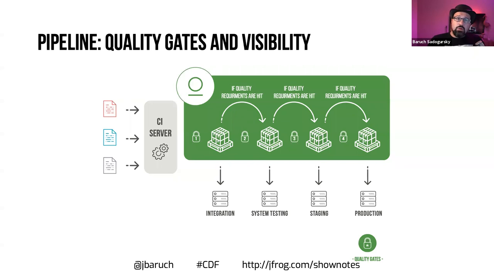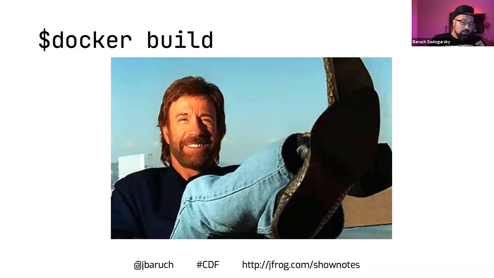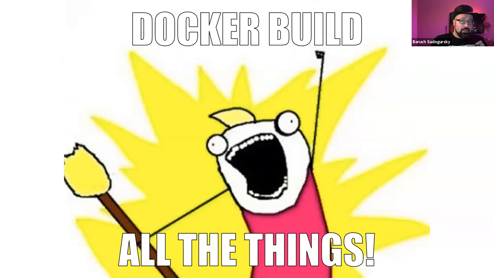And here is what I mean by that. Why is it easy to do the wrong thing? Because of Docker build. Docker build is a very simple and very powerful concept. In just a few lines in your Dockerfile, you're able to construct a container which will do the right thing. And then you go like, well, let's just Docker build all the things.